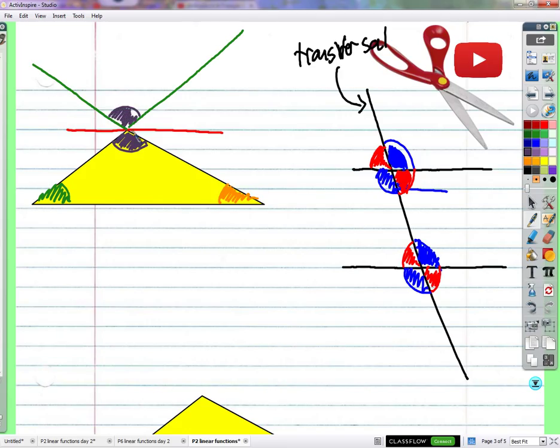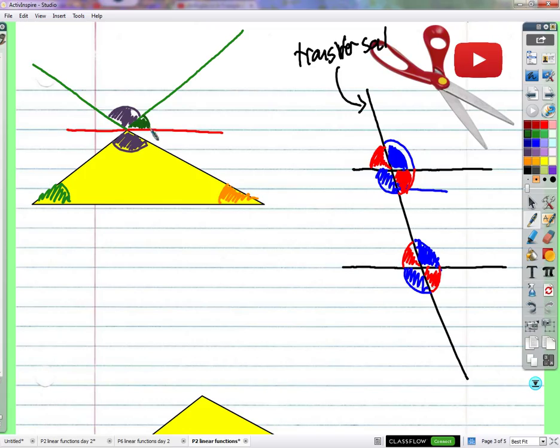Okay. How about this angle? Is it the same as some other angle? Which one? The one at the bottom left, under the red line, on the left side. There it is. Yes, it is the same as that one. Is it the same as an angle inside the triangle? Yes, the bottom left, it is the same.